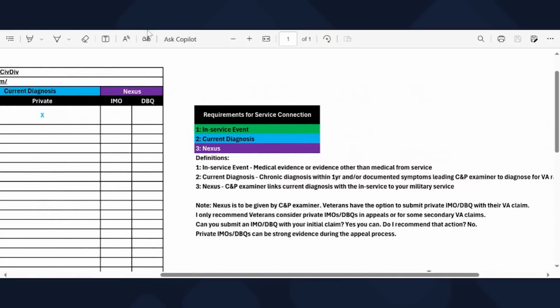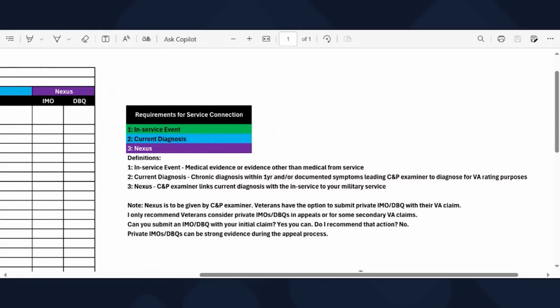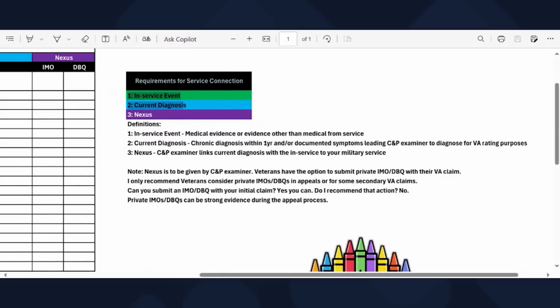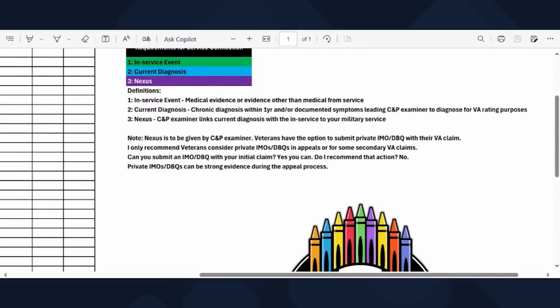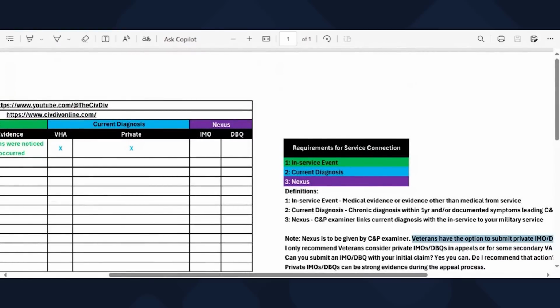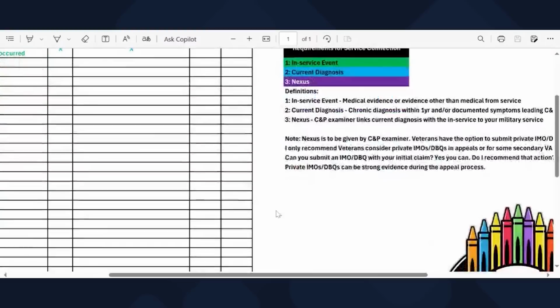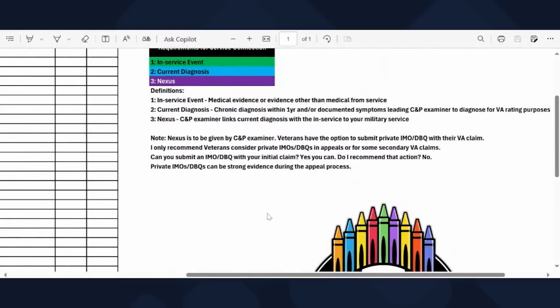Now, moving on to some notes. I put some notes down here because I know people are going to have some questions, which is A-okay. We have the requirements for service connection, the big three, definitions of the big three. Okay, this is a basic Barney style. Now, the Nexus. Let's talk about the Nexus. The Nexus is to be given by the C&P examiner. Now, veterans have the option to submit an independent medical opinion in a private DBQ, which is IMO and DBQ here, with their initial claim.